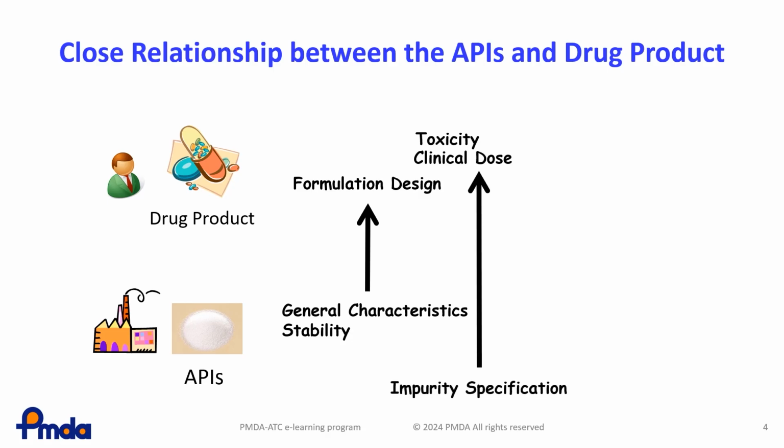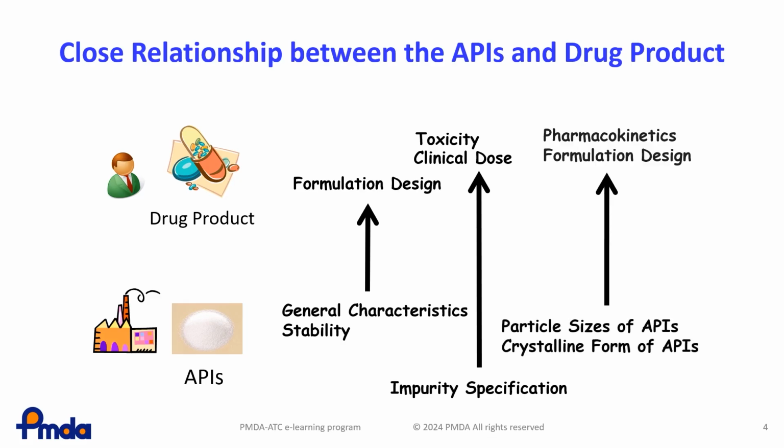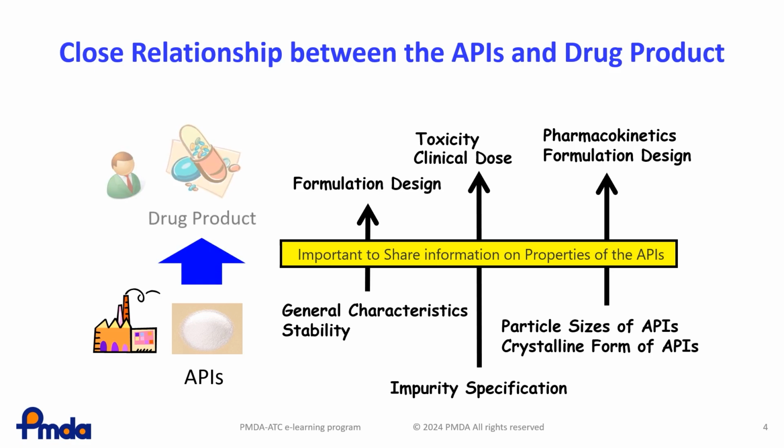The impurity specification of the APIs can affect the toxicity and clinical dose of the drug product. Also, the particle size and crystalline form of the APIs can affect the pharmacokinetics and formulation design of the drug product. Therefore, it is important for the supplier of the APIs and the marketing authorization holder that uses the APIs to share the properties of the APIs.